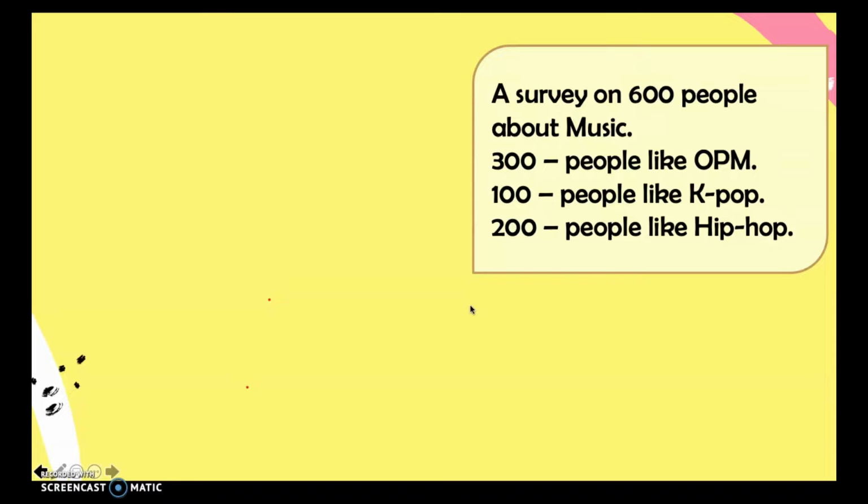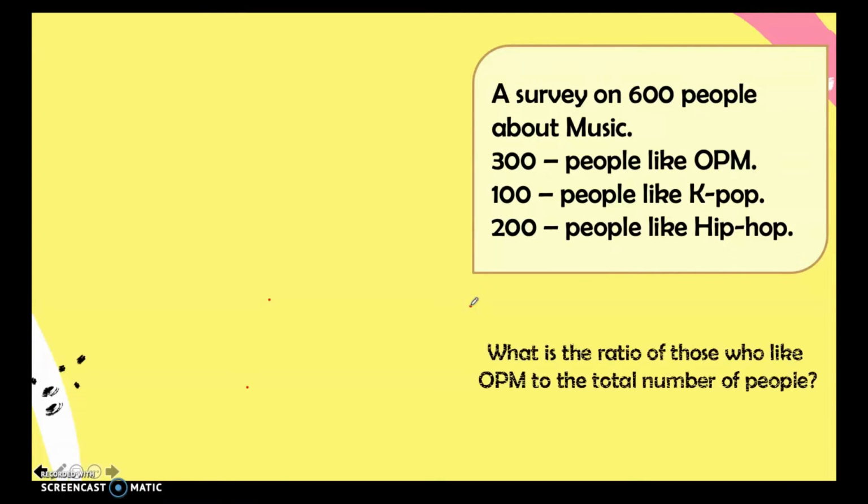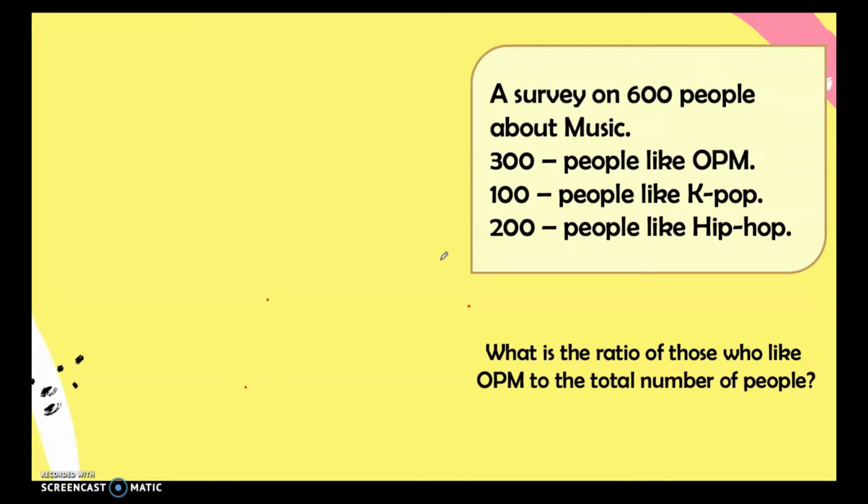Let's try this given scenario. We have a survey on 600 people about music. 300 people like OPM, 100 people like K-pop, and 200 people like hip-hop. Now, here's the question. What is the ratio of those who like OPM to the total number of people? This scenario can be compared in different ratios. Let's answer this ratio of those who like OPM to the total number of people through this model.